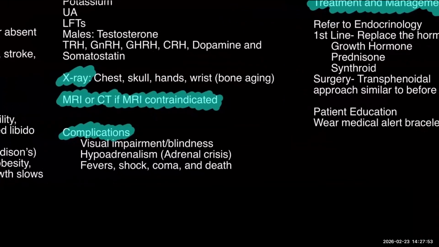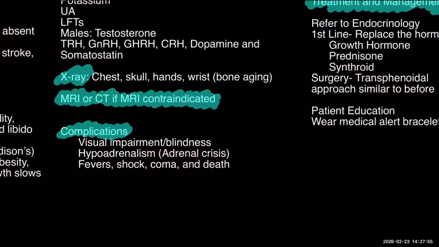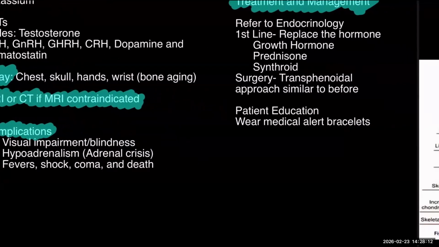They could be coming in with coma and shock. And if they're alone, they can't give you a medical history, but if they have a bracelet that says I have Addison's disease or adrenal crisis, then when they come into the ER, we can give them cortisol right off the bat, just give it to them and see how they do from there.